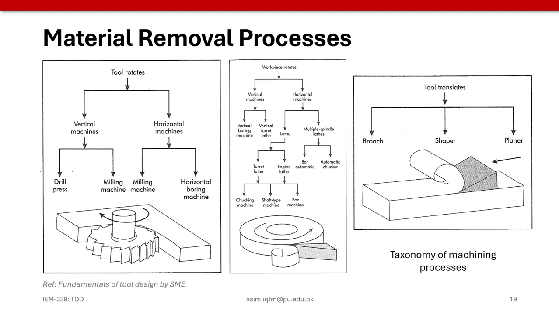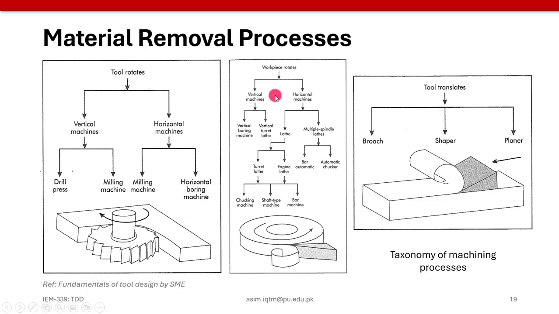So actually we have different kinds of illustration. In the first one, the tool actually rotates, and it rotates either in a horizontal or vertical based machine, and these are the drill press and milling machines. Again we have both kinds of milling machine, horizontal and vertical milling machine, and the horizontal boring machine. So the designing of this tool, which actually helps to create the shape of the part, is of prime importance in these subjects.